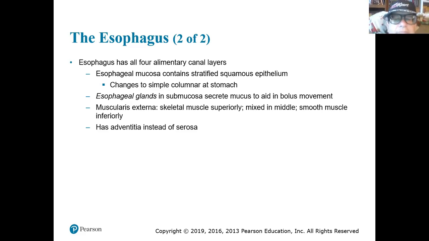All right. So the mucosa, stratified squamous epithelium, abrasion resistant, changes to simple columnar at the stomach. That simple columnar is important. It's one of the reasons the stomach is hardened against the acid of the stomach. The lining of the stomach, that acid is so strong that if we didn't do special things to it, it would eat the stomach.